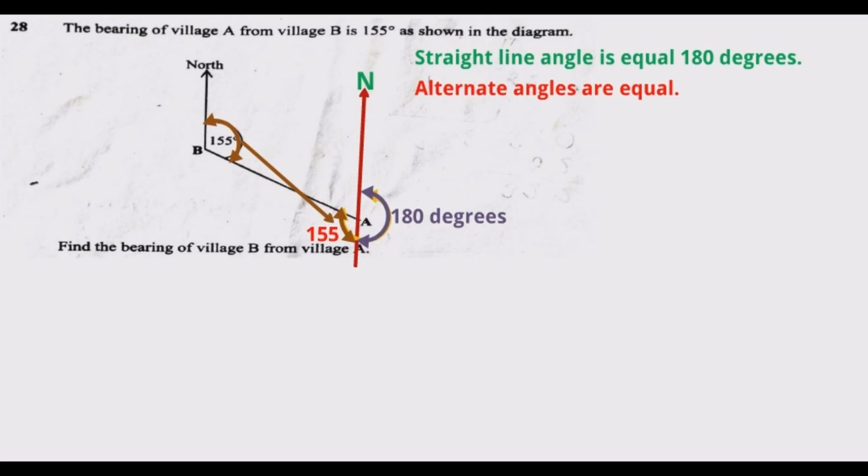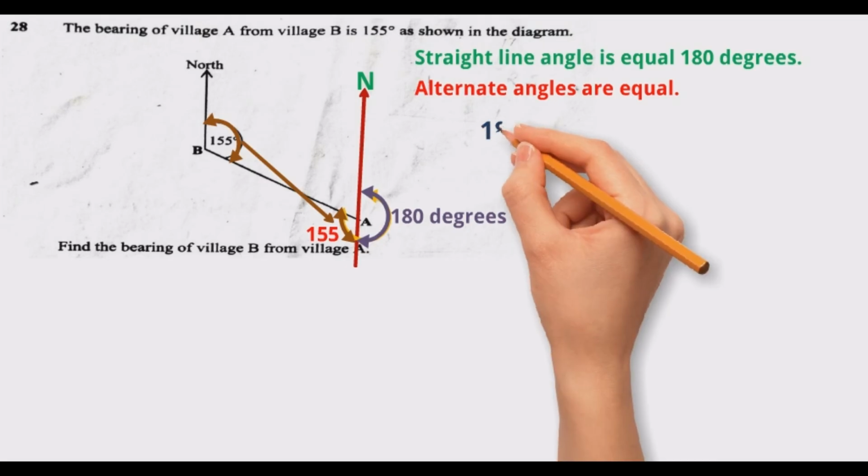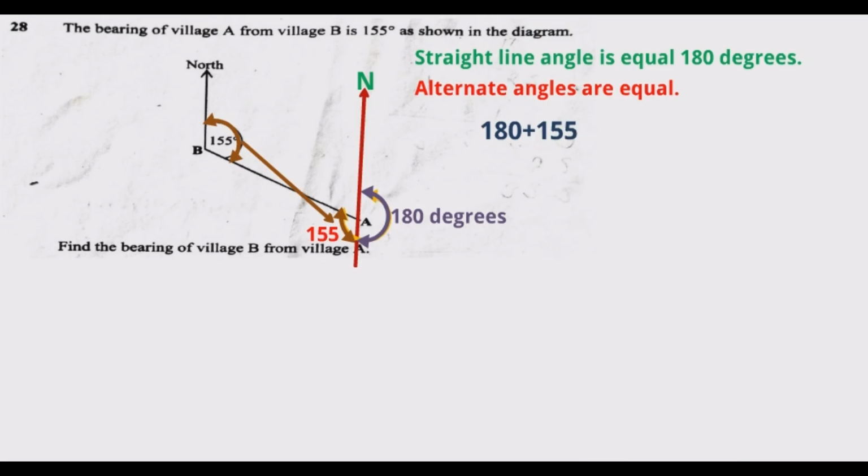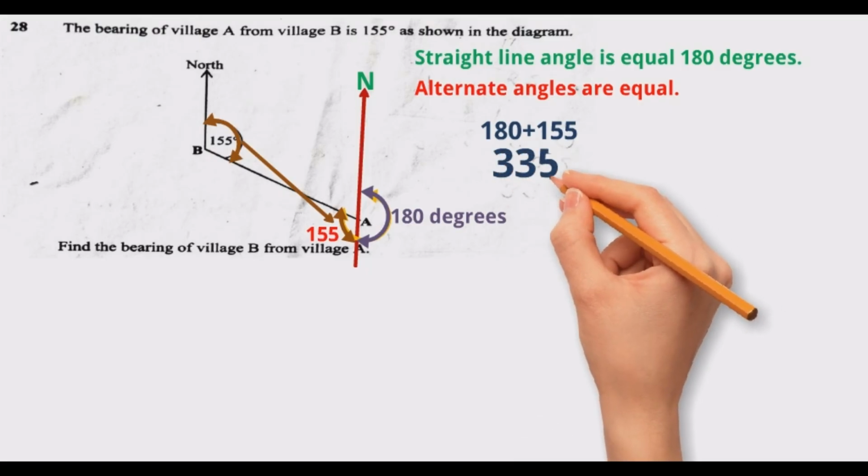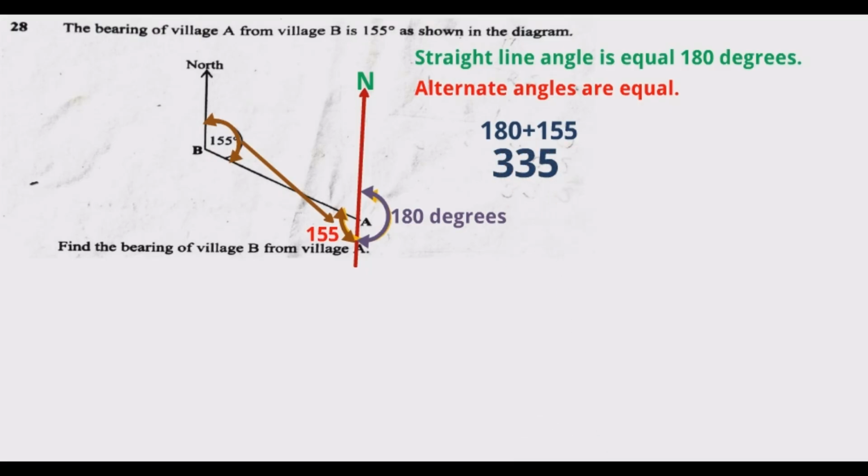So to find the bearing of village B from village A, we just have to add these two angles. So we say 180 degrees plus 155 degrees, which will give us 335 degrees. When you look at this, the answer I've gotten, 335 degrees, is the same answer I got in the earlier method. So they can be different methods, but they will give you the same answers.